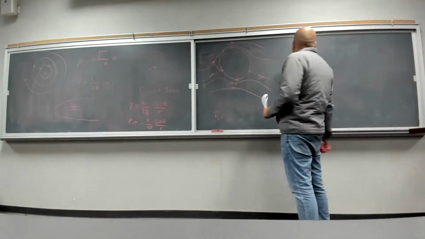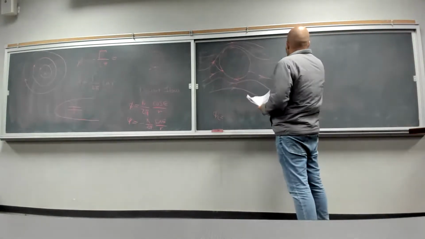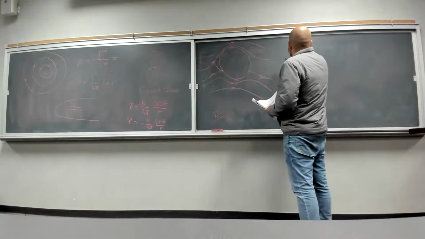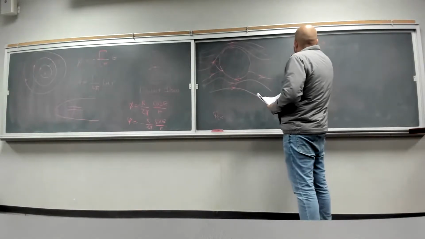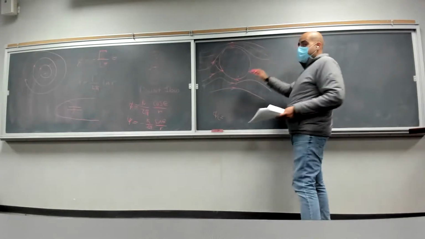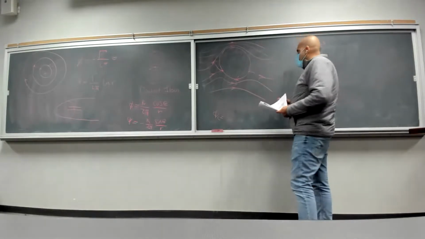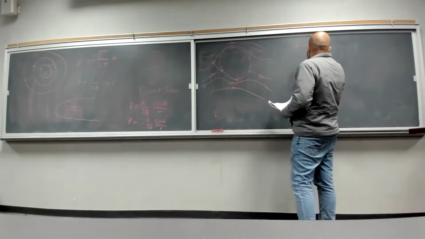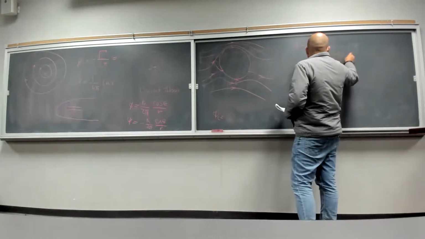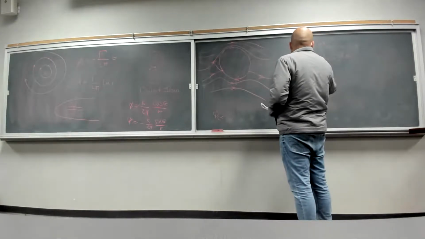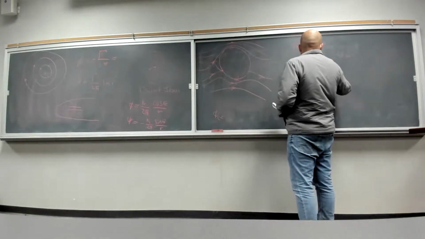But this is again an example of your Laplacian 0, which means that we can break it down to simpler flows. Those simpler flows are going to be uniform flow and vortex flow.